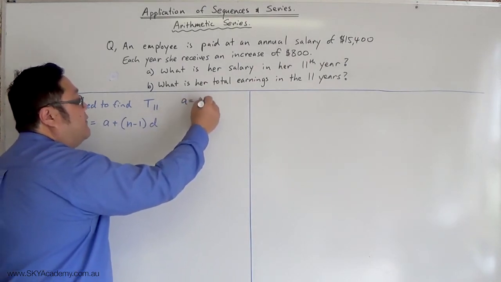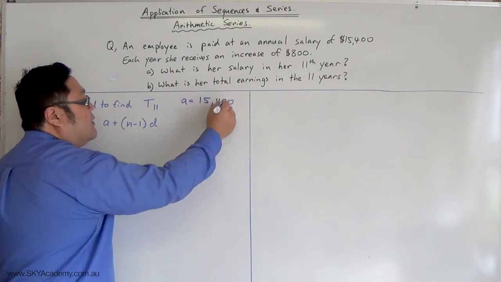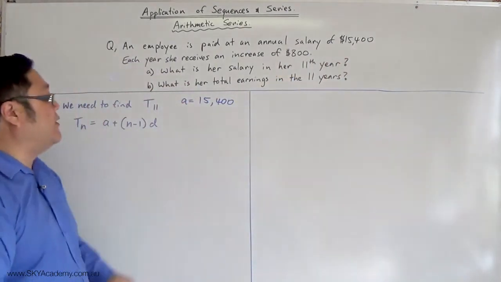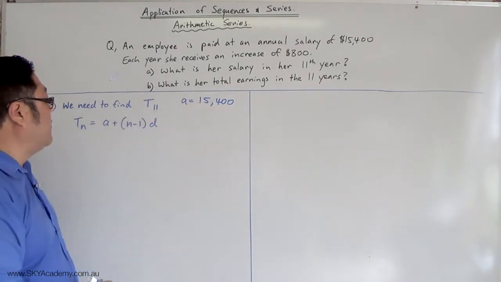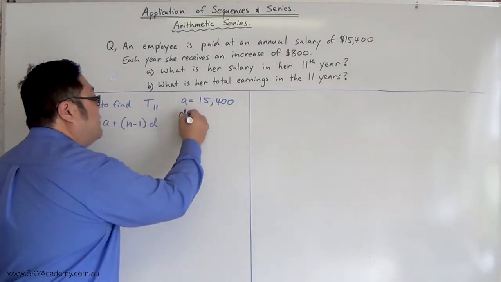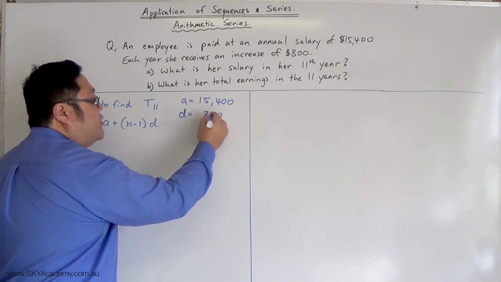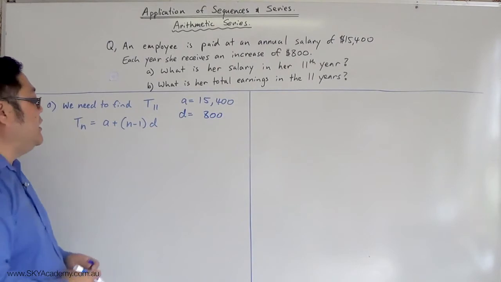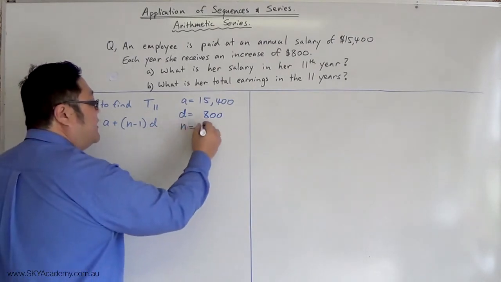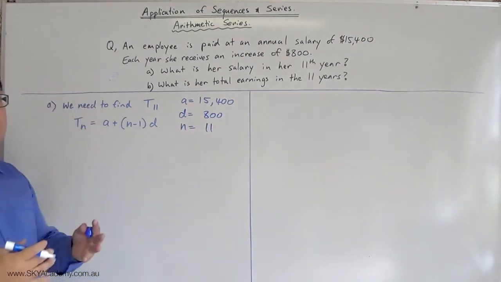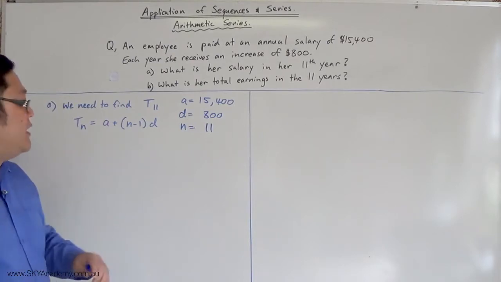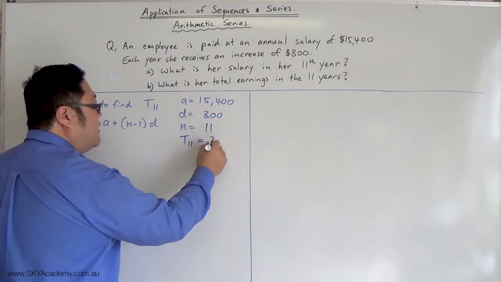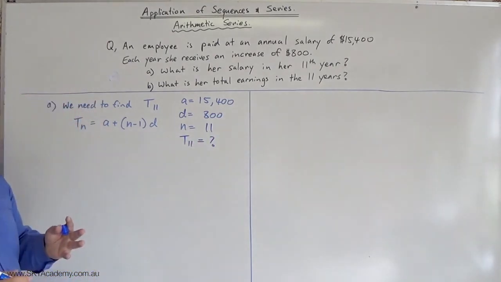a is equal to 15,400, because that's the starting value. So she starts off with a salary of $15,400. d, which is your common difference, will be $800. That's how much her salary is going to increase each year. And n is going to be 11, because we want to work out what her salary is in 11 years. And what we need to find is T11. Does that make sense? Cool.